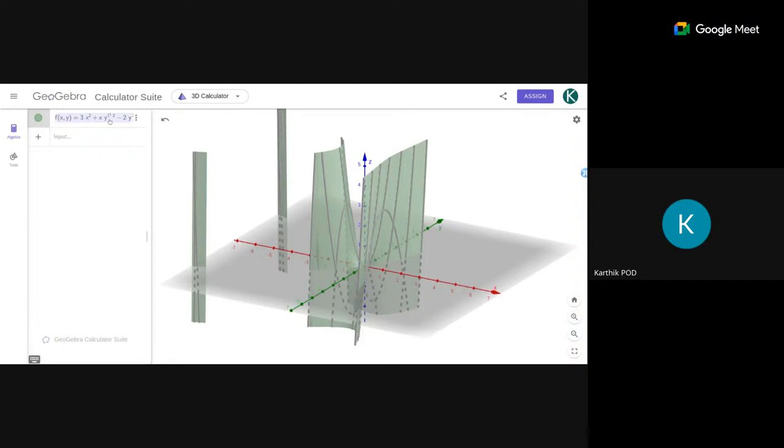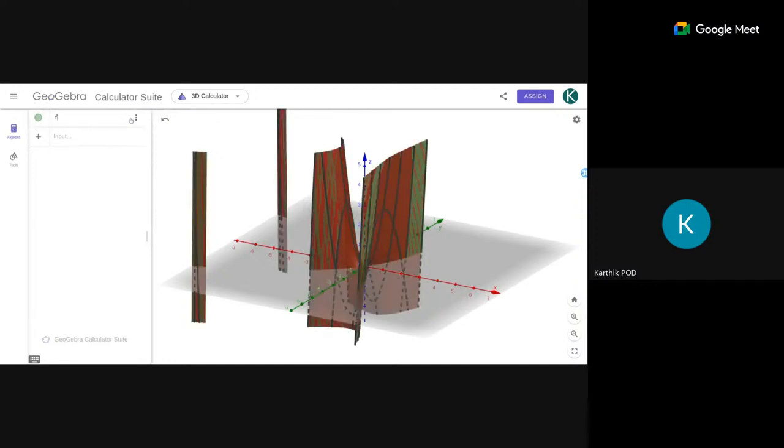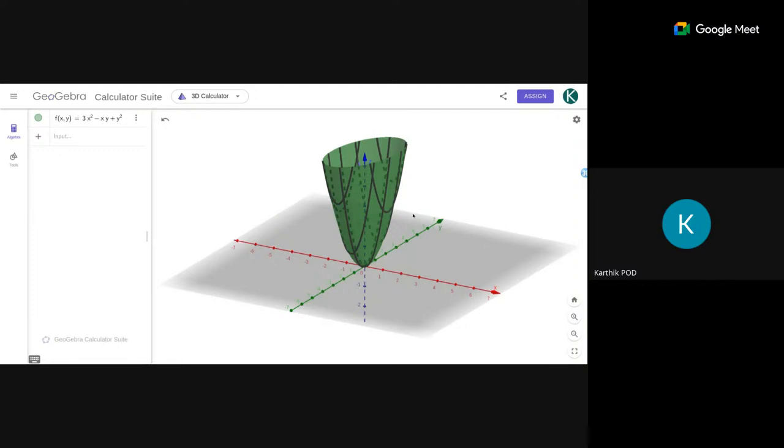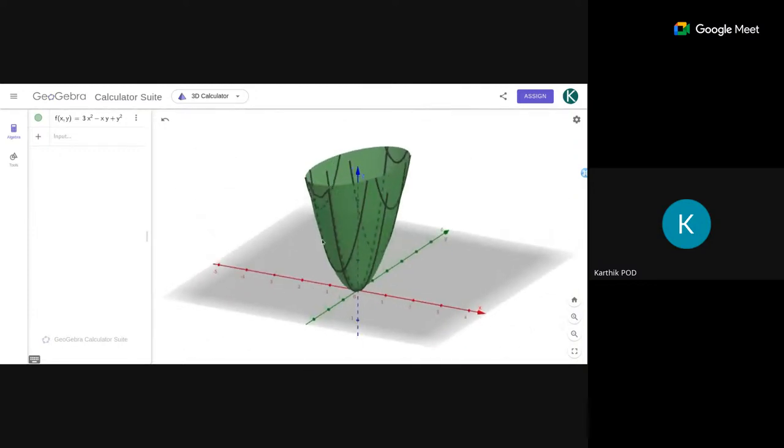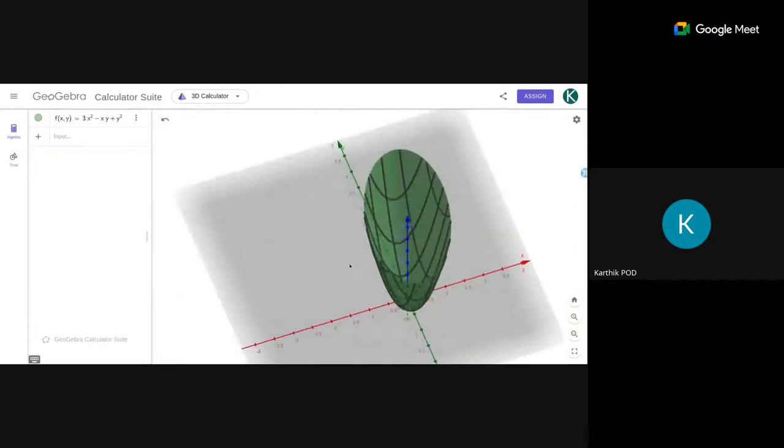Okay, sorry, let me do this. Can someone tell me, this is 3x square minus xy plus y square, right? That's what I told, no? Yes, sir. Okay, this is some kind of elliptical bowl. So that is how the function looks.